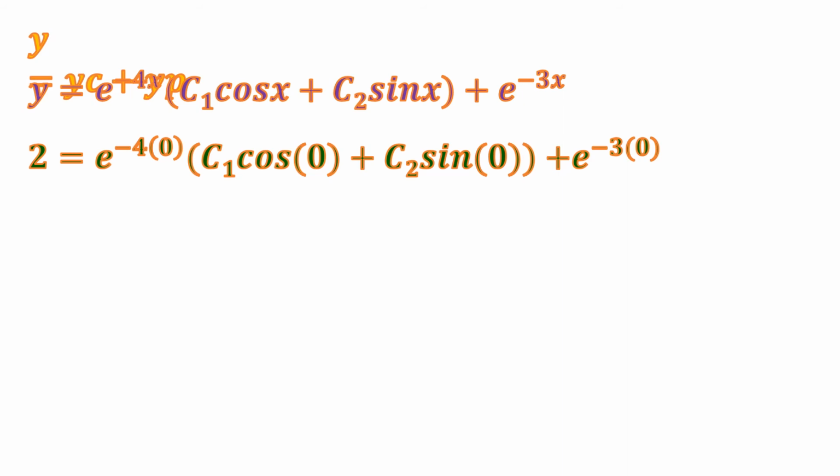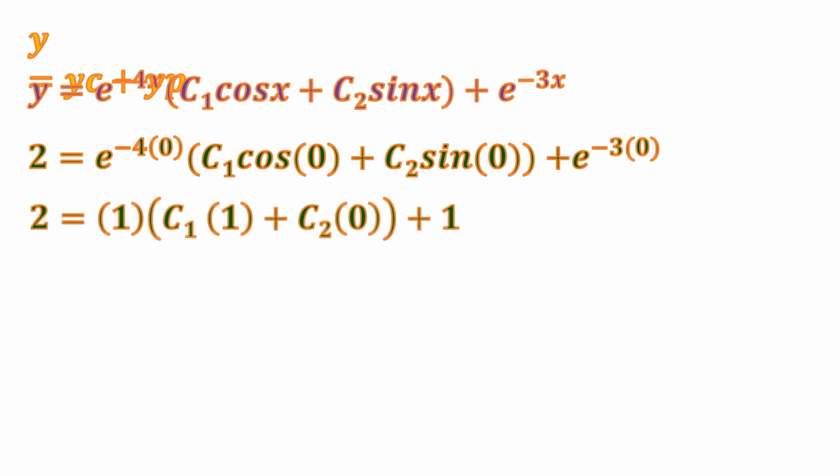So let's simplify this. E to the 0 is 1, and cosine of 0 is 1, sine of 0 is 0. And then c2 is gone because c2 times 0 is 0. So what's left is c1 plus 1. Then transpose. We have 2 minus 1 is 1. So c1 is 1.